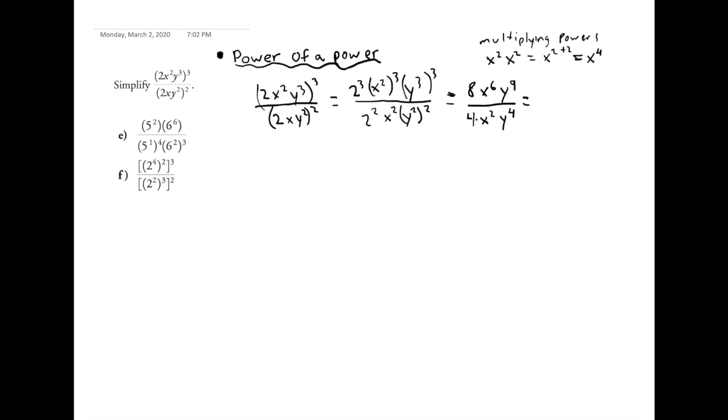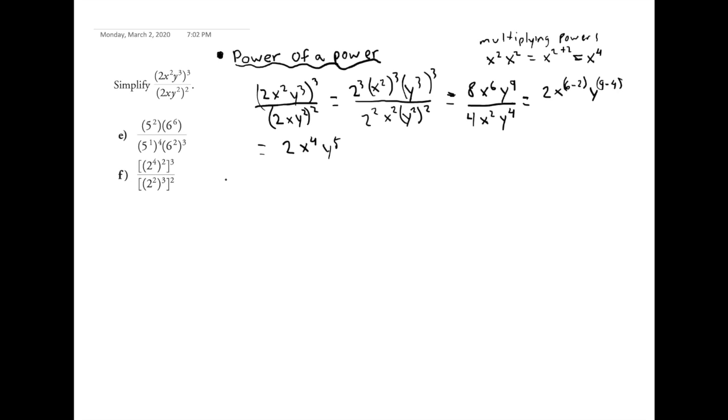So 8 divided by 4, you're going to have 2 at the top, and then you're going to have x to the power of 6 minus 2, and then you're going to be left with y to the power of 9 minus 4, right? Boom. So your end result for the first problem is going to be 2 times x to the power of 4 times y to the power of 5. And that's your result for the first question. Now we're going to go ahead and do the second one.